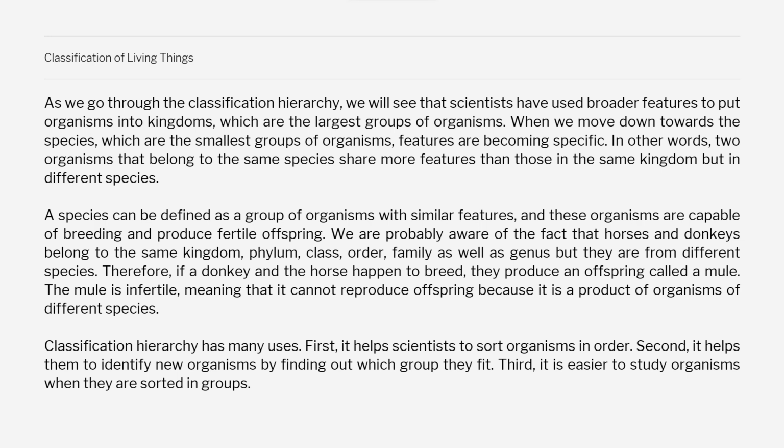A species can be defined as a group of organisms with similar features, and these organisms are capable of breeding and produce fertile offspring. We are probably aware of the fact that horses and donkeys belong to the same kingdom, phylum, class, order, family, as well as genus, but they are from different species. Therefore, if a donkey and a horse happen to breed, they produce an offspring called a mule. The mule is infertile, meaning that it cannot reproduce offspring because it is a product of organisms of different species.